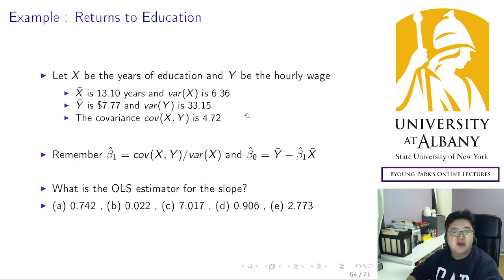Remember this formula. And from the data, I calculated the mean and variance for you. The education has an average of 13.1 years, and the variance of education is 6.36. And the hourly wage is $7.77 per hour, and its variance is 33. Covariance is calculated as 4.72. Can you calculate from this basic information the OLS estimator for the slope, right?